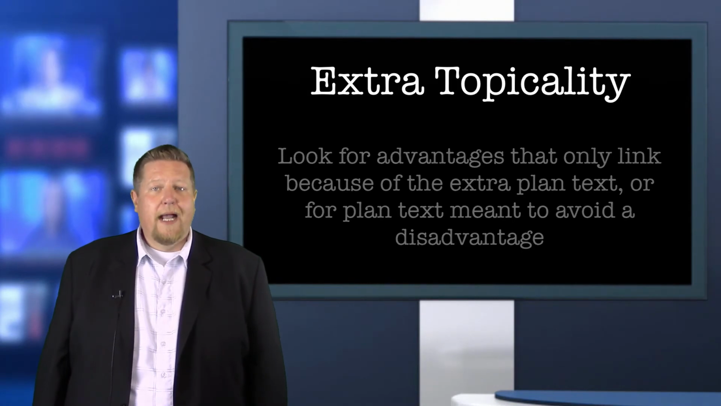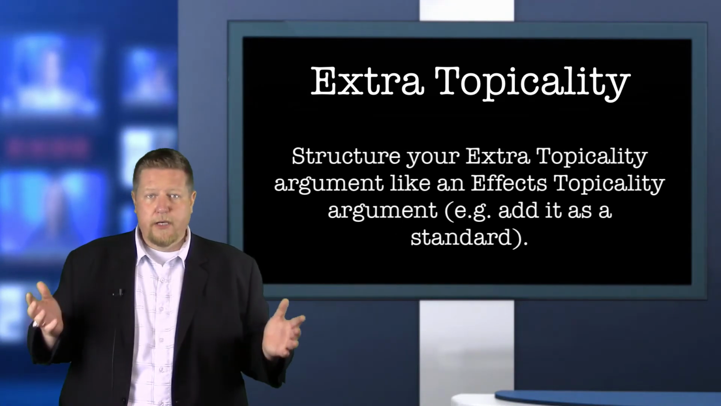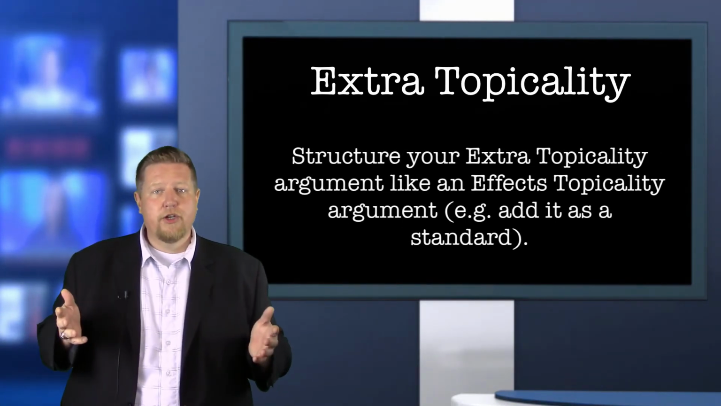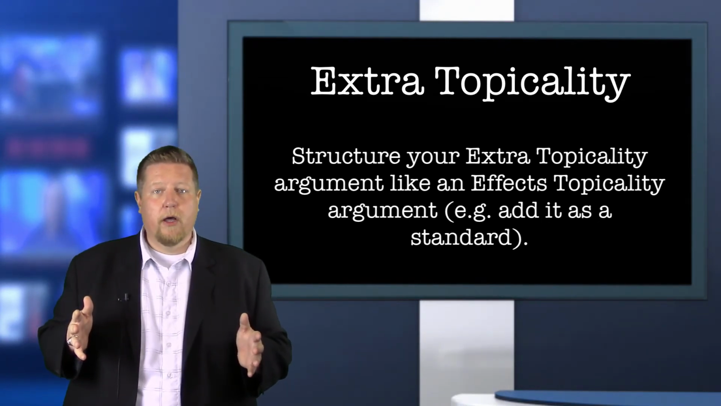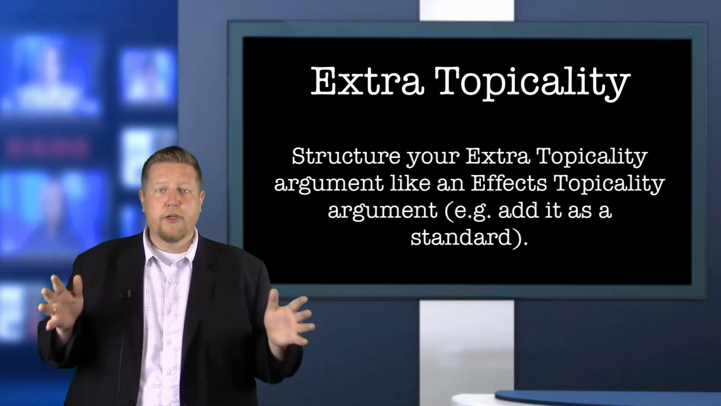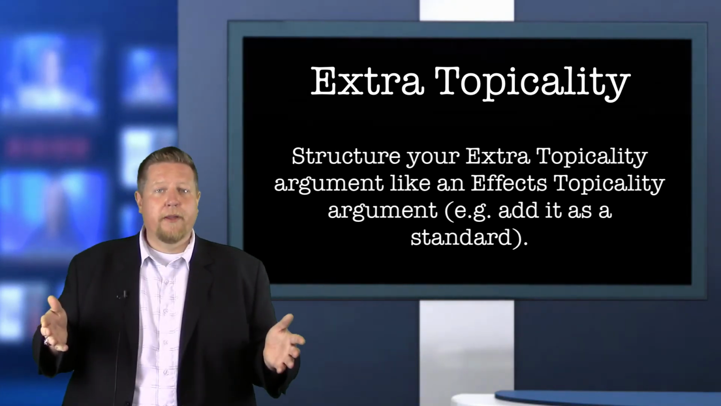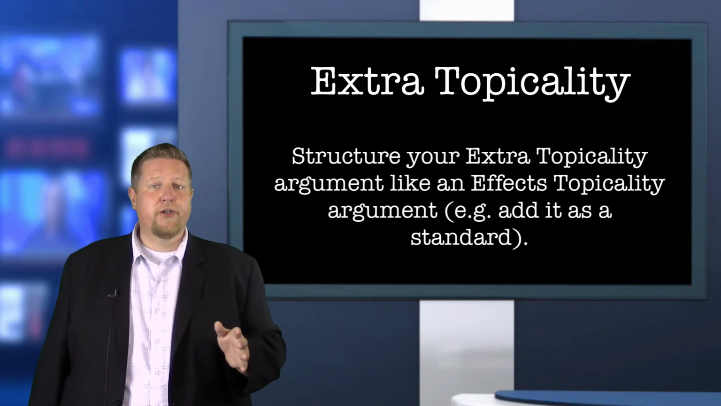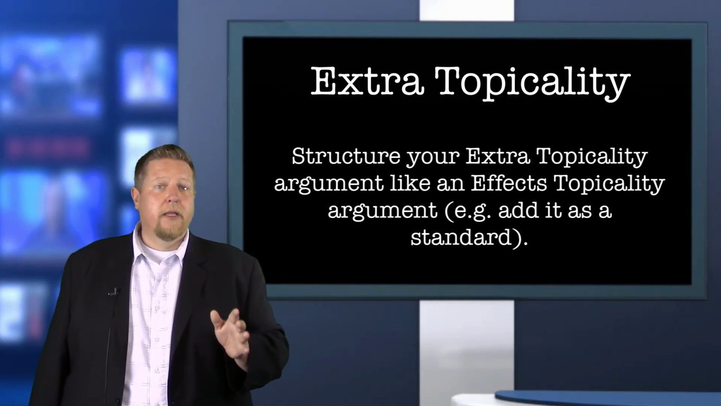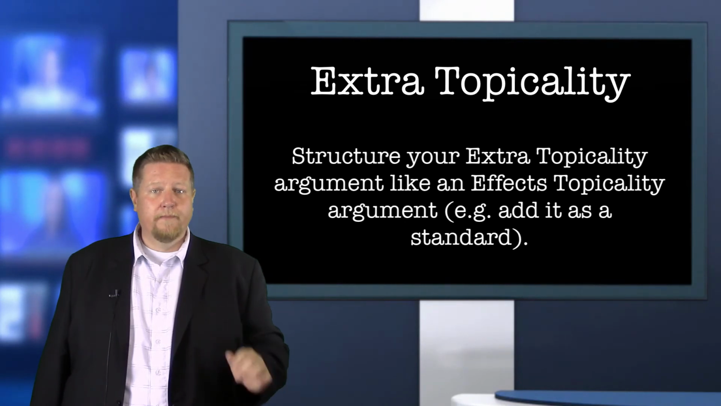Structuring an extra topicality argument is identical to structuring an affects topicality argument. You'll provide an interpretation that defines the limits of the resolution, a violation that explains how the affirmative plan goes beyond those limits, a few standards, one of which is extra topicality, that explains why the judge should prefer your interpretation, and a few voters that explain why the judge should reject any and all affirmative plans that would otherwise harm the activity if allowed.